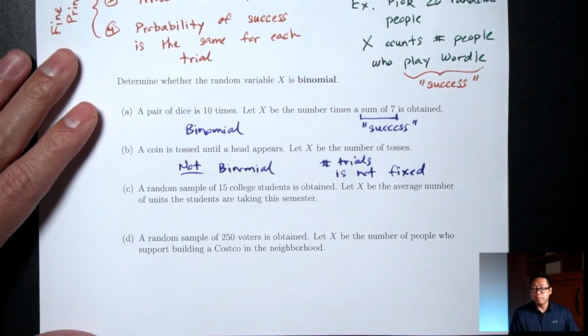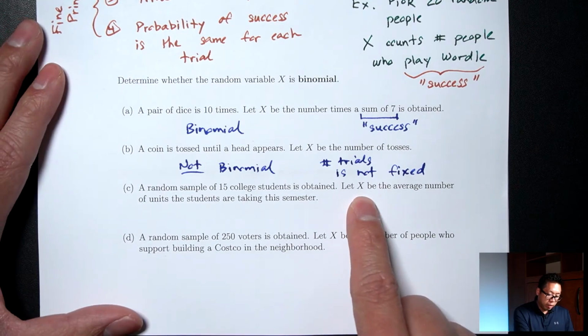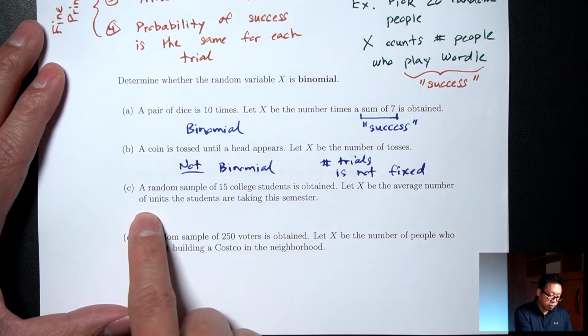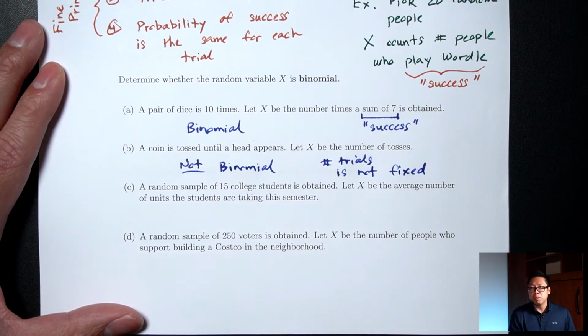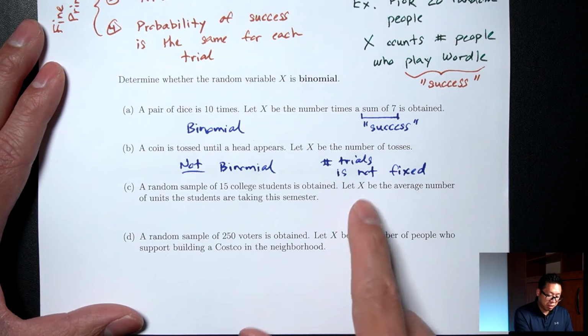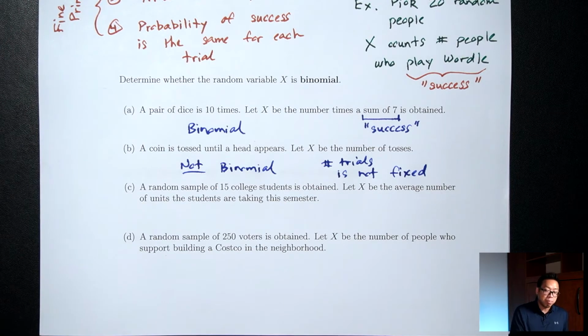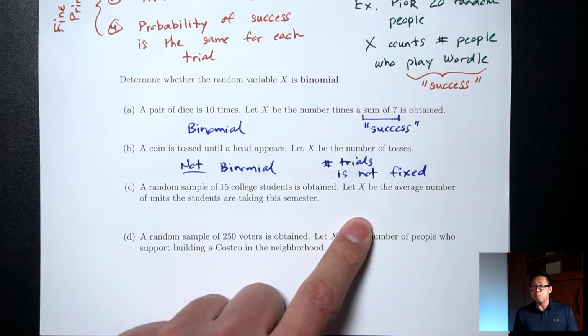Are we counting, so we're talking about people, are we counting the number of people that have a certain characteristic? X here is the average number of units students are taking. So no, we're not counting the number of students that have a certain characteristic. We're finding the average number of units. So this would not be binomial because the X here is not counting the number of successes.